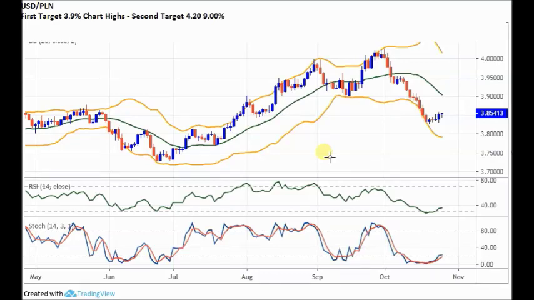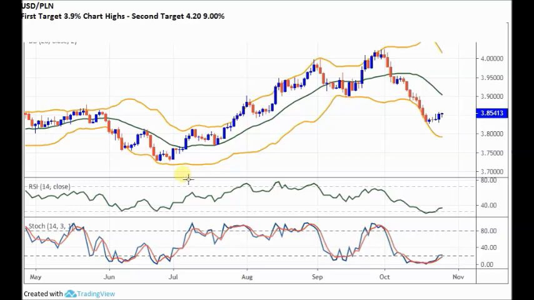We're just doing both, treating it as one trade. Now, in terms of targets, first target chart highs, 3.9% with no leverage, slightly better than USD CZK as we see it. Second target 420, 9%, slightly worse. But we're doing both trades. We won't get the best, we won't get the worst.